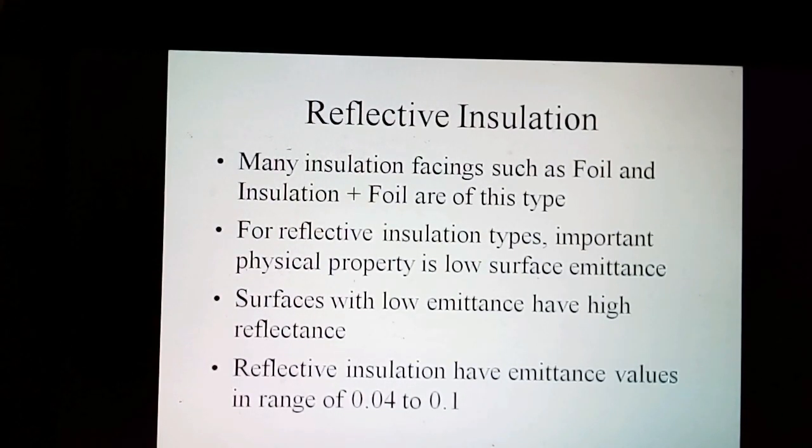Reflective insulation. For reflective insulation types, the important physical property is low surface emittance. Surfaces with low emittance have high reflectance. Reflective insulations have emittance values in a range of 0.04 to 0.1.